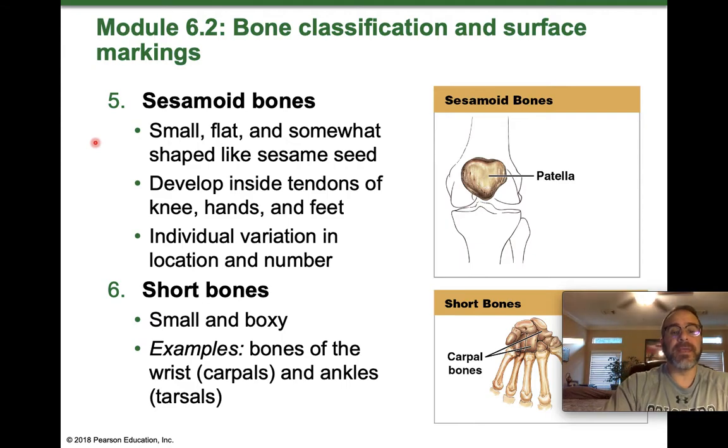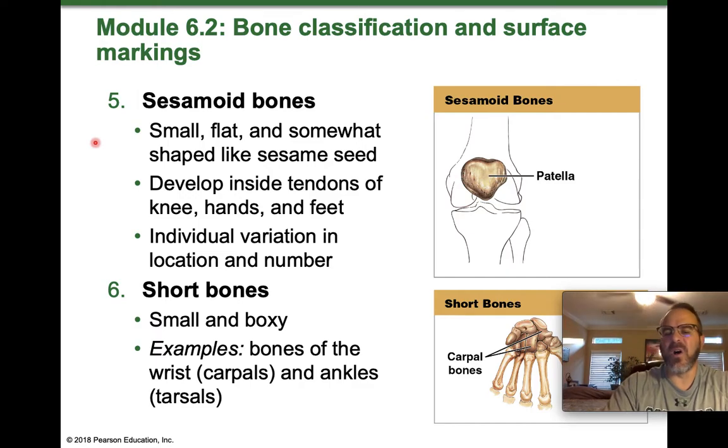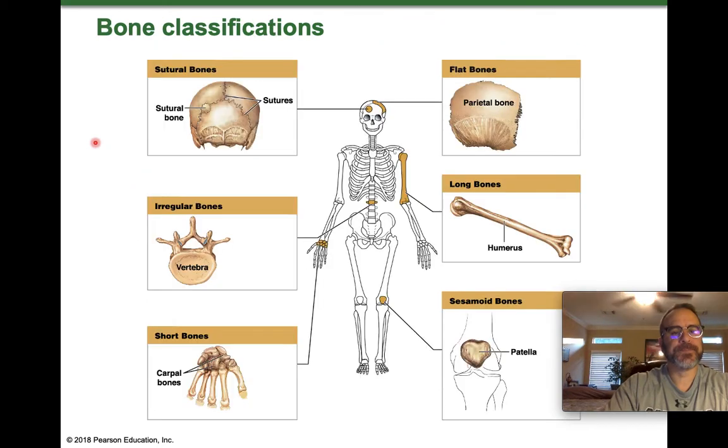Short bones are going to be the things like in your wrist and your ankles. They're small, they're boxy. Again, the carpals are your wrist bones, and the tarsals would be your ankle bones. Okay, so this is putting it all together. You see the sutural bone here, irregular bone here, short bones here, sesamoid here, long, and then flat bones.